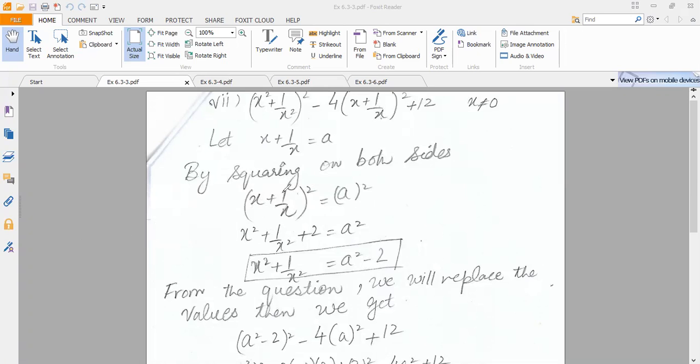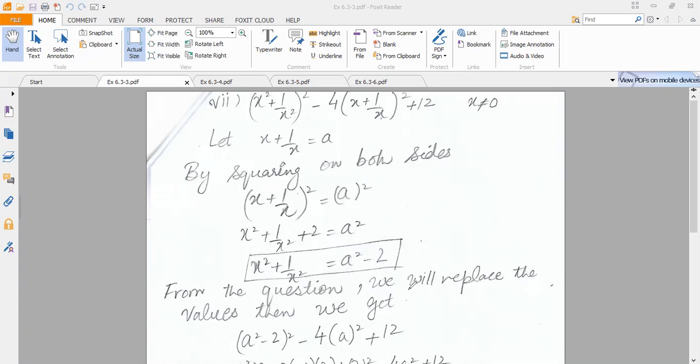After that, we have seen that in the brackets only two terms are present, that is x² + 1/x². So we only need two terms here as well. We will bring this 2 to the other side with the negative sign. This is x² + 1/x² is equal to a² − 2. Now keep this in the box, because we have to replace the values by this.